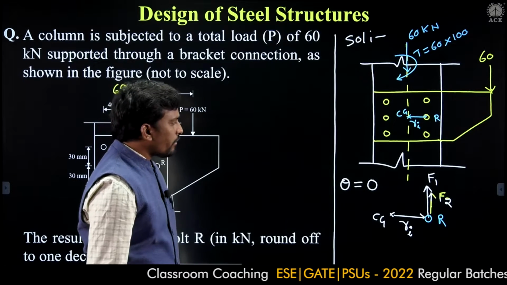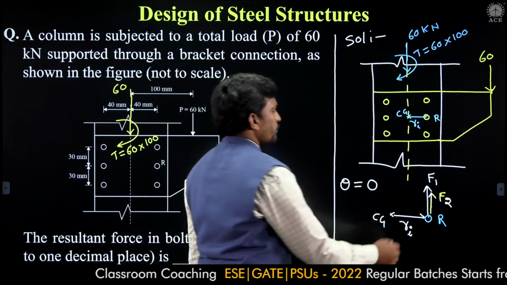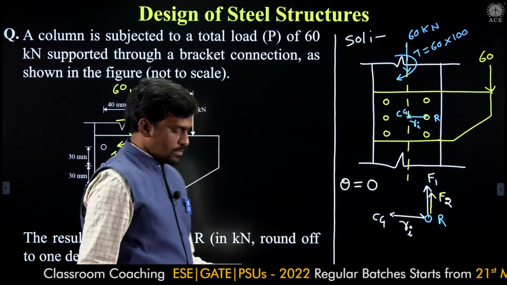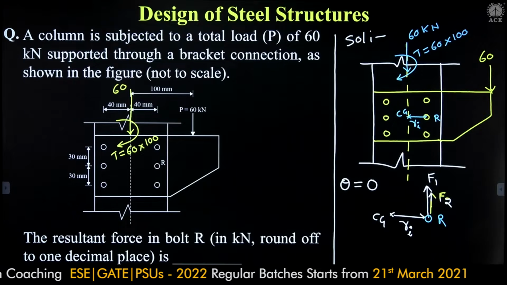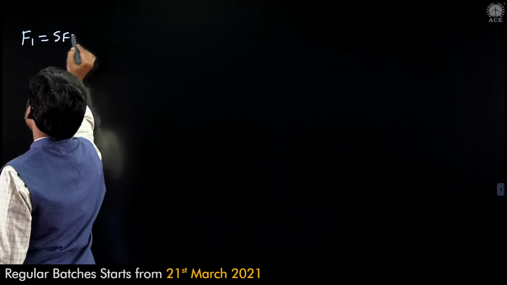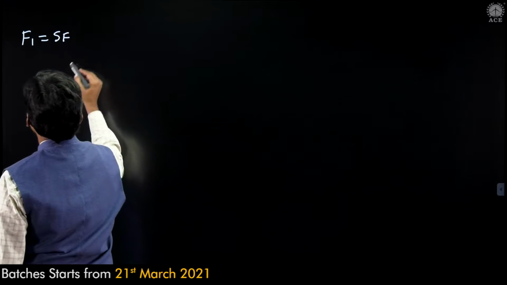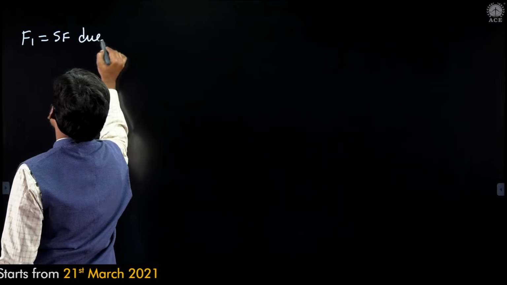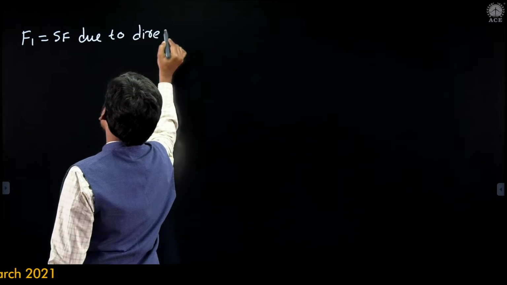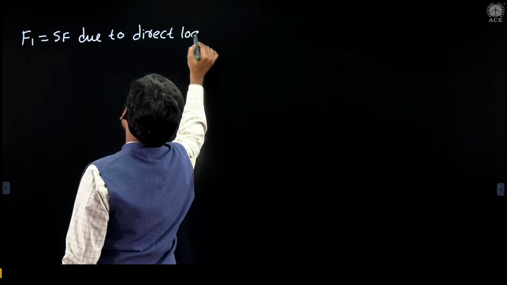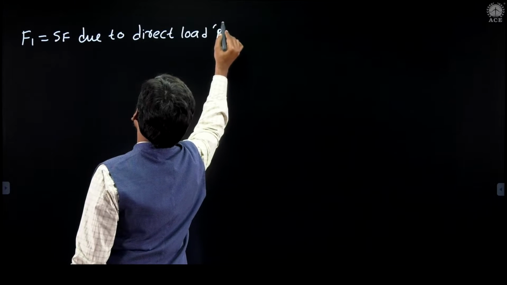Then what is the formula to find the F1 value? First note this down. Here F1 is the shear force due to direct load P.